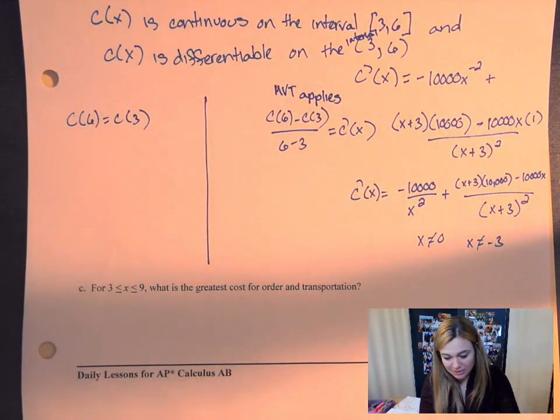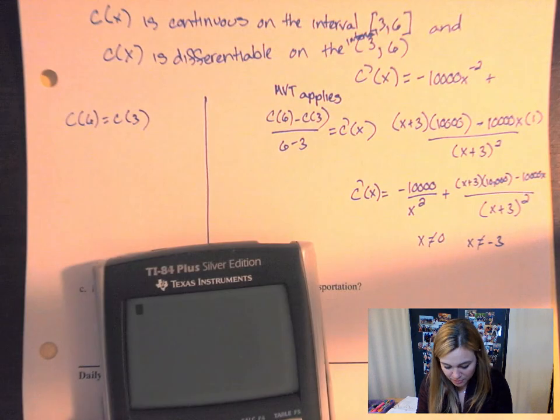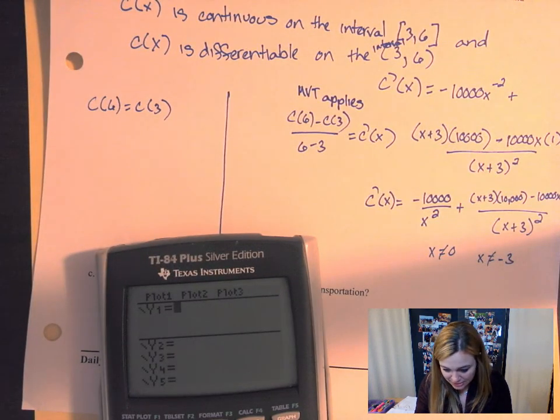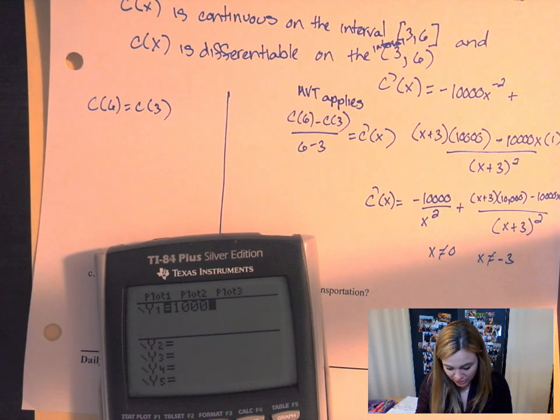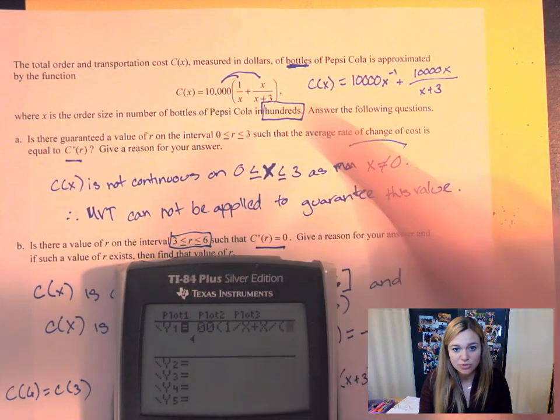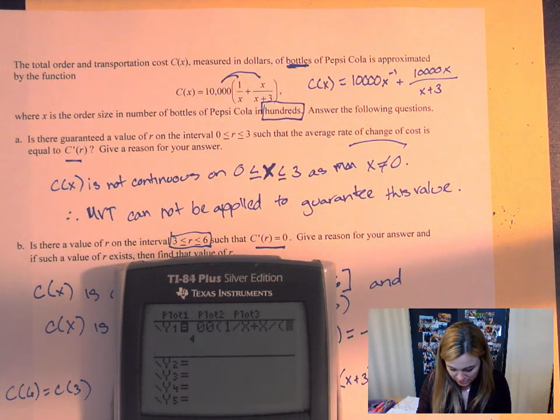So c of 6, I'm going to put my function in here. I'm going to say that this is 10,000. So I'm putting the original function in: 1 over x plus x over x plus 3. When you're putting this in your calculator, make sure x plus 3 goes in parentheses.